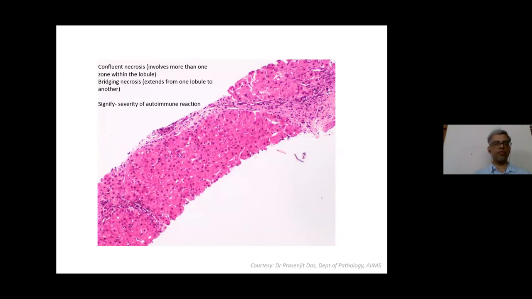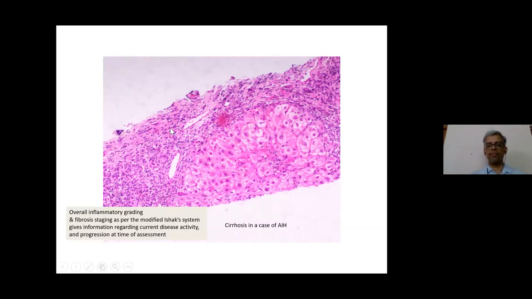Very important findings which may also help you in the assessment of severity of the autoimmune disease which the patient has are confluent necrosis and bridging necrosis. Confluent necrosis is defined as when the necrosis involves more than one zone within the lobule, and when this necrosis extends from one lobule to another, it is called bridging necrosis. The significance of this finding is that it helps us in assessing the severity of the autoimmune reaction. These patients may have a poor outcome and may have more complications in the long run.